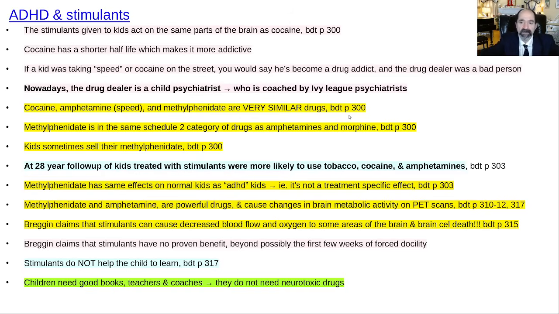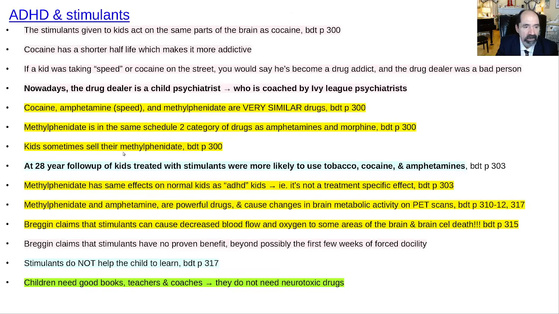So anybody who wants to, let's say you have a family member or a kid and this is being talked about, you can look this stuff up real fast. Methylphenidate is in the same schedule of drugs, I mean the same category of drugs, as amphetamines and morphine, okay? Those are incredibly powerful drugs that are very capable of causing serious brain damage. I recently saw a couple of strokes from opioids. Kids sometimes will sell their methylphenidate. Yeah, it's a drug of abuse.